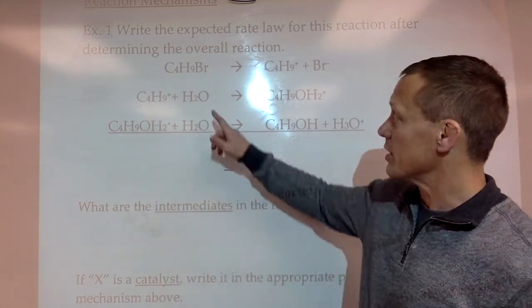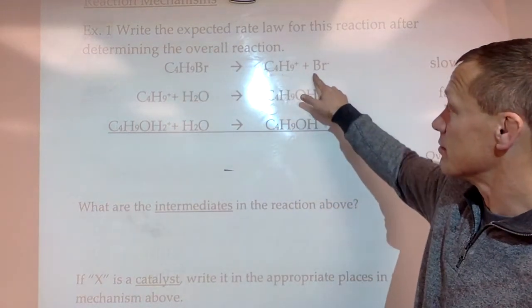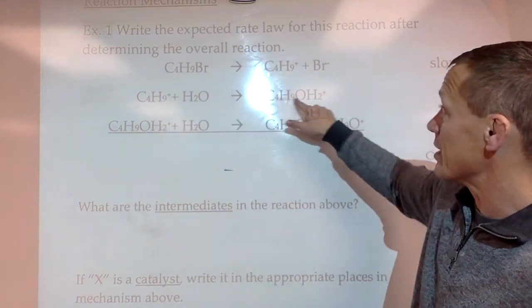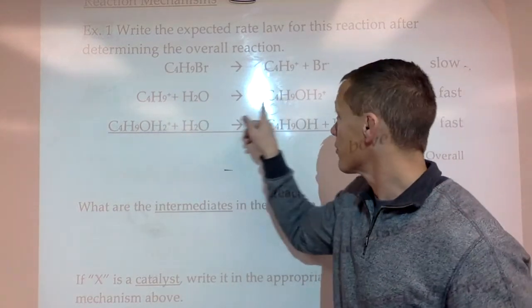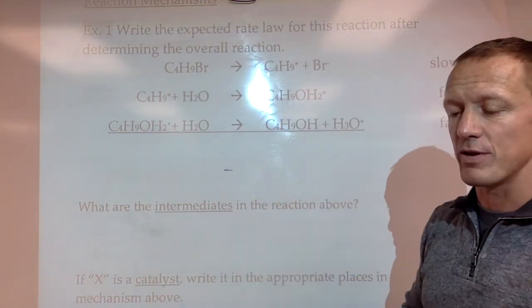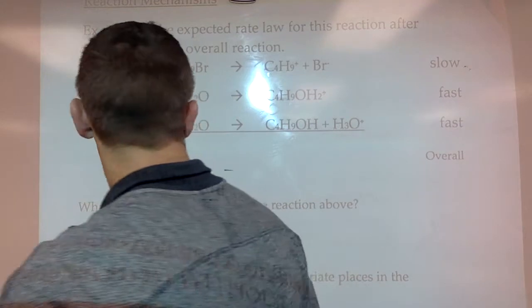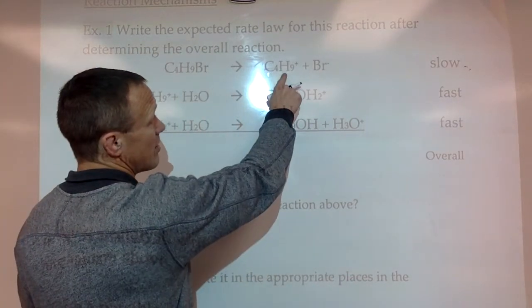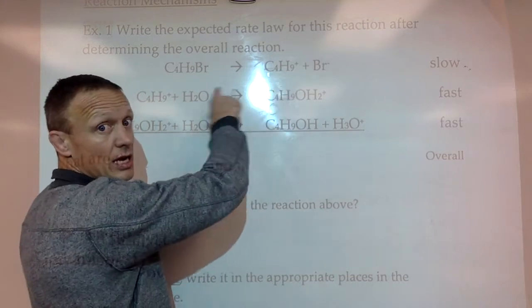So the first thing is this stuff turns into these. The C4H9 that was made in this reacts with water to make this. This product comes down here, reacts with water, and makes something here. So let's figure out what the overall reaction would be from this, just like we've kind of done in the past. First thing, C4H9 with a positive charge is made here, and it's used over here.